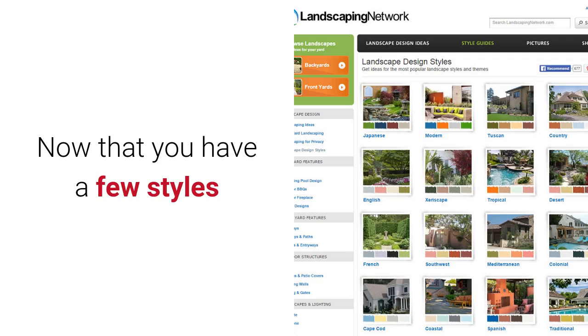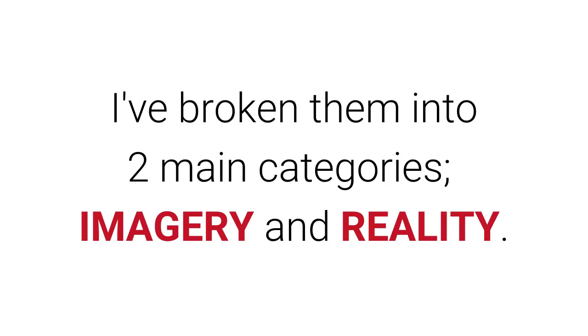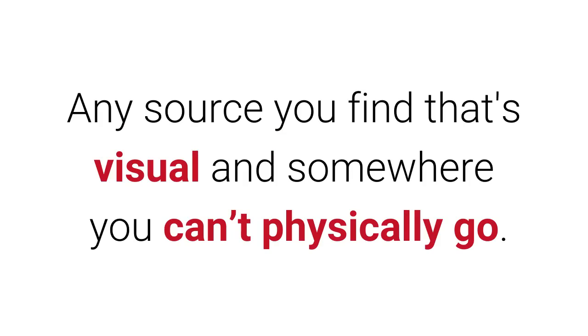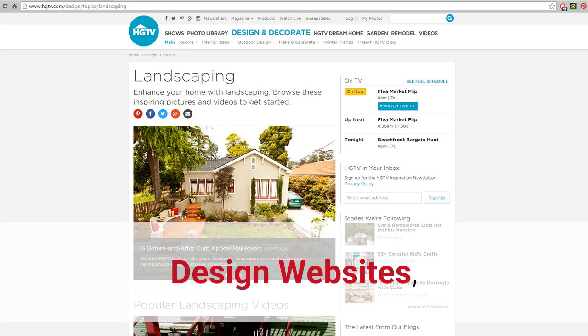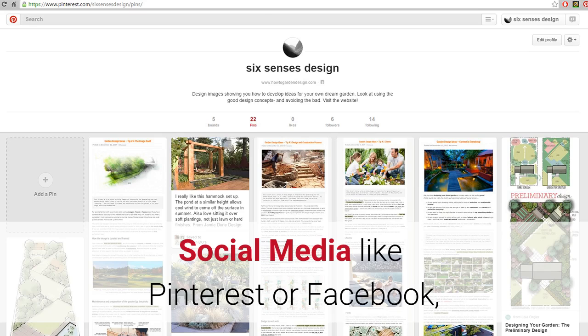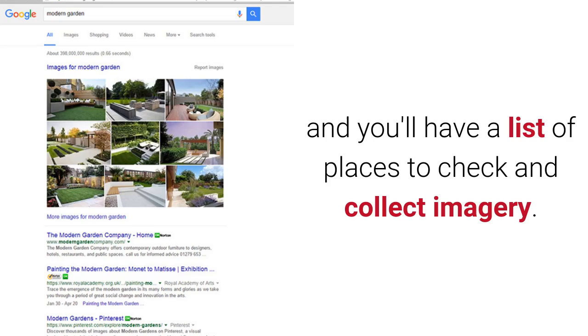Now that you have a few styles and your list of activities and features, it's time to really consider the resources you have when looking for ideas. I've broken them into 2 main categories: imagery and reality. Imagery refers to photos or videos. Any source you find that's visual and somewhere you can't physically go. The best place to look for imagery is the internet. Design websites, specific blogs, social media like Pinterest or Facebook, YouTube, or simply type any style, activity or feature into Google and you'll have a list of places to check and collect imagery.